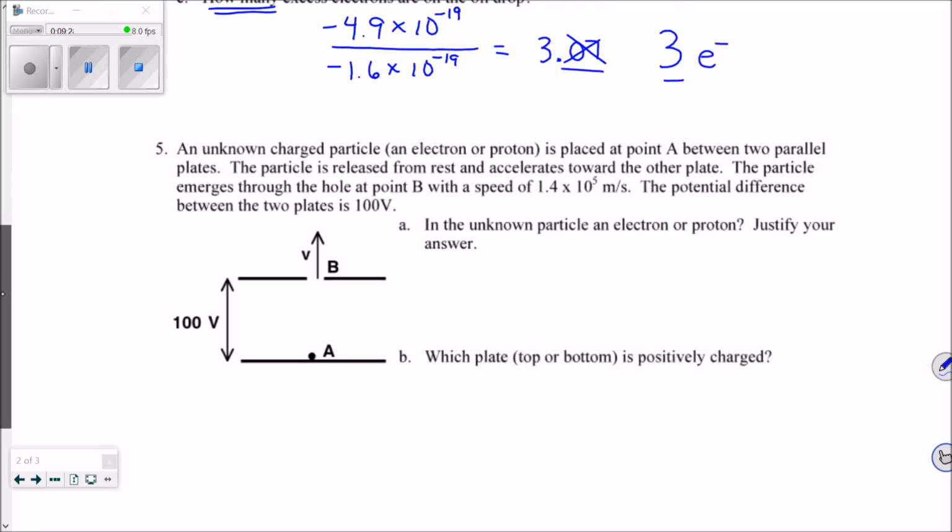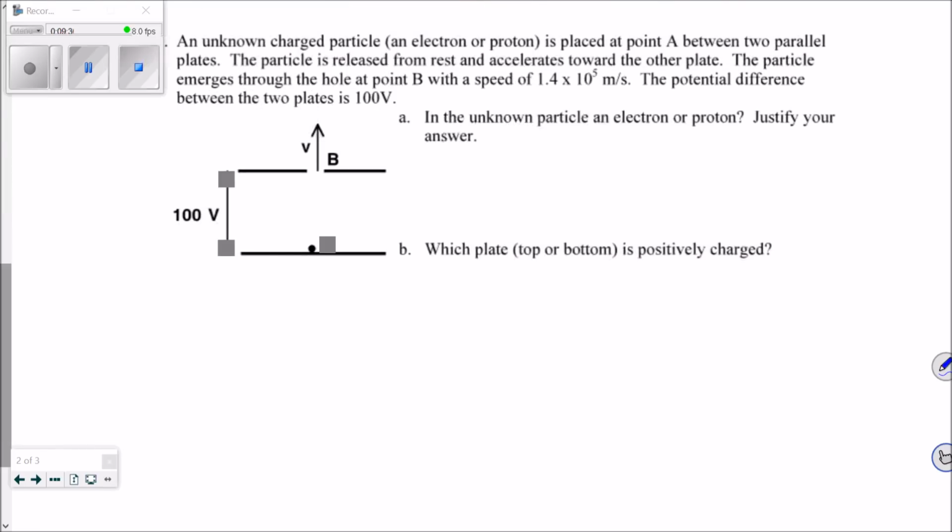And that leaves us with question number 5. It says we have an unknown charged particle of an electron or a proton. Well, right away, I know that I have a charge that's going to be 1.6 times 10 to the negative 19th, because that's the charge of an electron or a proton. So I do have that. And what might actually be useful is that the masses of these two things are going to be different. So that's one way I will be able to distinguish if I have an electron or a proton.